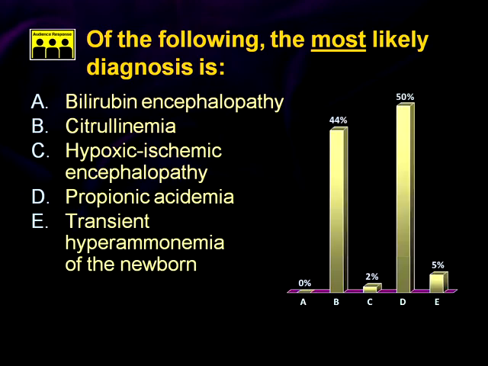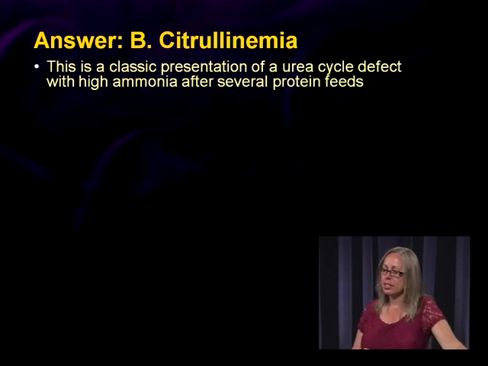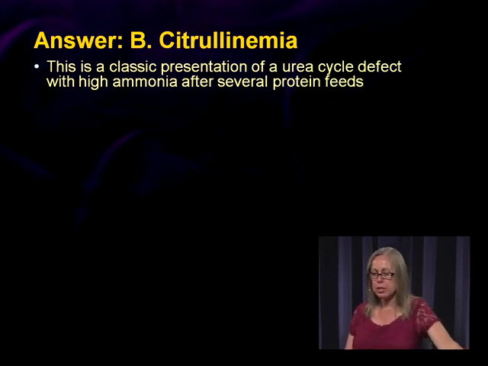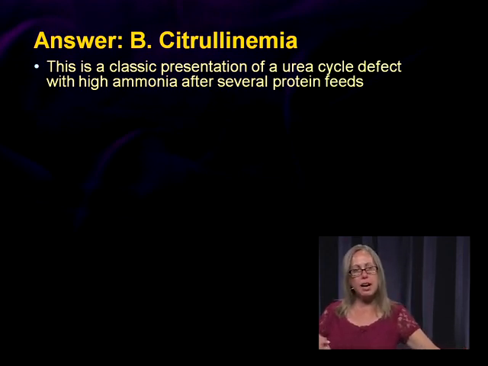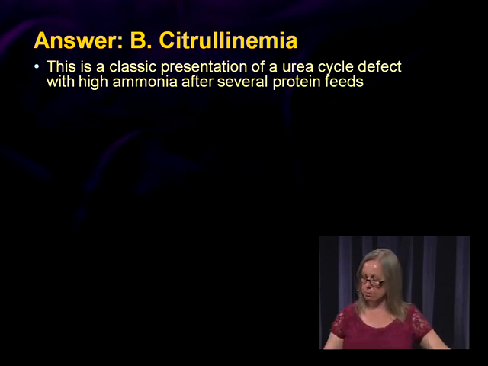Oh, we almost got a perfect split. Good job. This is citrullinemia. This is a classic presentation with a high ammonia after several protein feeds. The ammonia is not going to be as high as it is with OTC. With OTC, you're going to get 800, 900, 1200, 1500, obnoxiously high ammonias. Citrulline is going to have more like in the 600 to 400, which is also going to be where your acidemias are going to hang out as well, sort of in that 400 mild elevations.